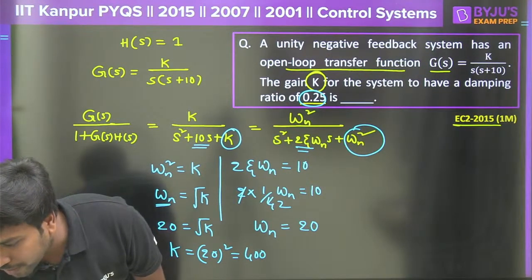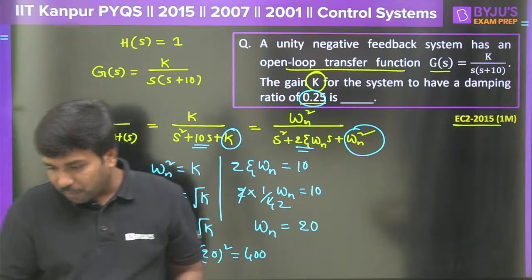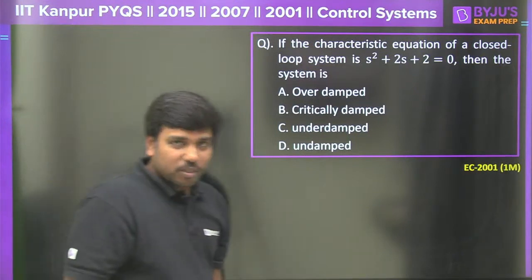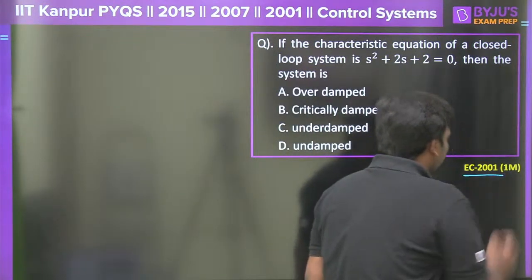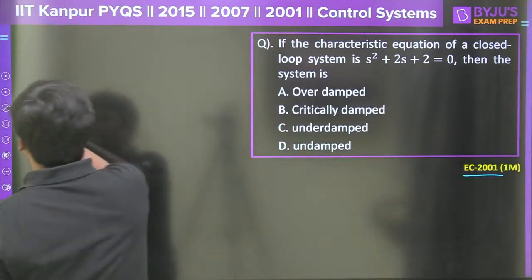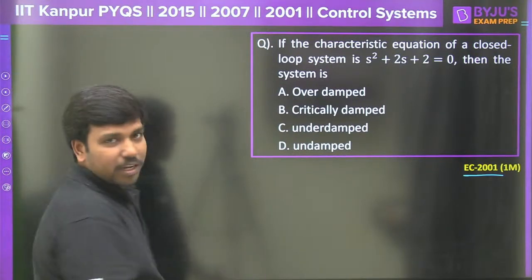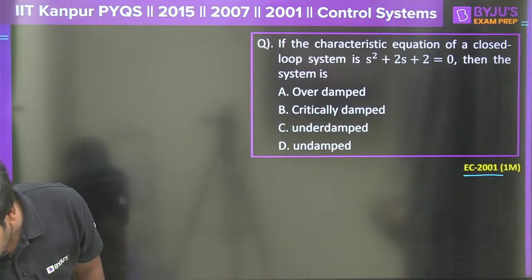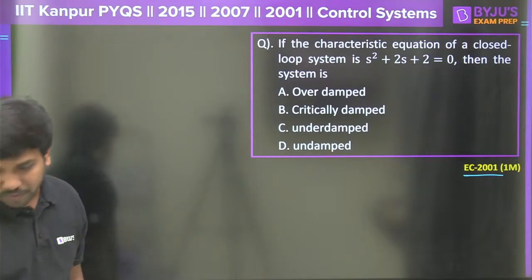Let's quickly go to the second question. Statement of the second question. Let's go to the next question. This was the question asked for 1 mark in the year 2001, and this is also a very simple question. Just take 10 seconds and make it fast. I really appreciate those who make it very fast, because these are very simple questions.